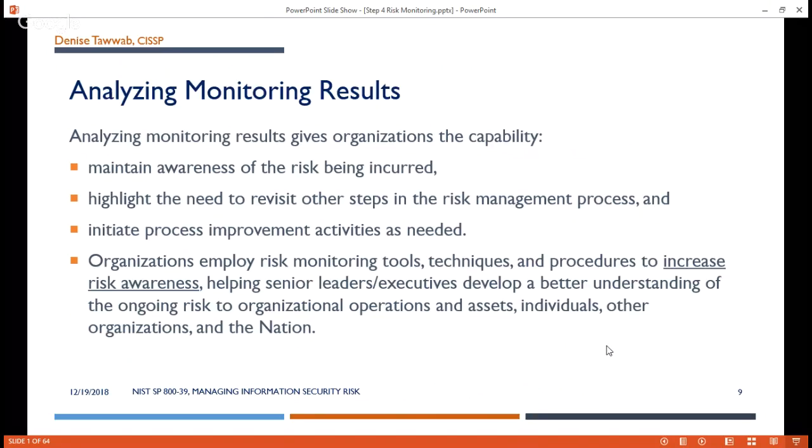Analyzing monitoring results. Analyzing your monitoring results gives the organization the ability to maintain awareness of the risk being incurred, highlight the need to revisit other steps in the risk management process, and initiate process improvement activities as needed. Organizations employ risk monitoring tools, techniques, and procedures to ensure risk awareness, helping your senior management develop a better understanding of the ongoing risk to your organization's assets, individuals, other organizations, and the nation. So, monitoring gives your senior leaders visibility into the business's risk posture.